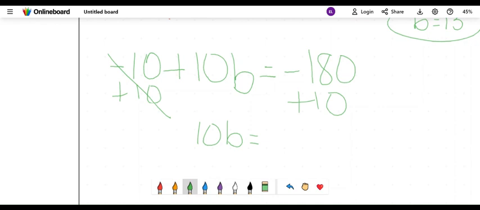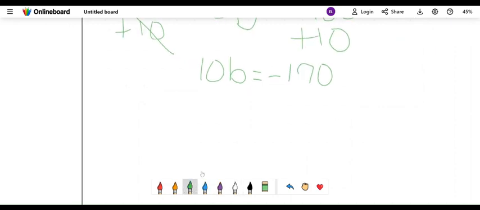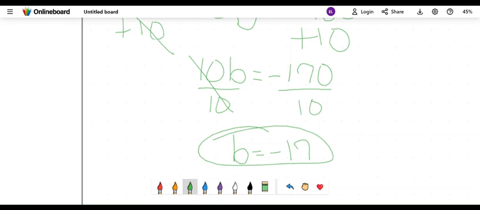equals negative 170. Okay, so now we have to isolate the variable, and the inverse of multiplication is division. So we have to divide both sides by 10. Cancel out, carry down a b, and we'll end up with negative 17. That's our answer.